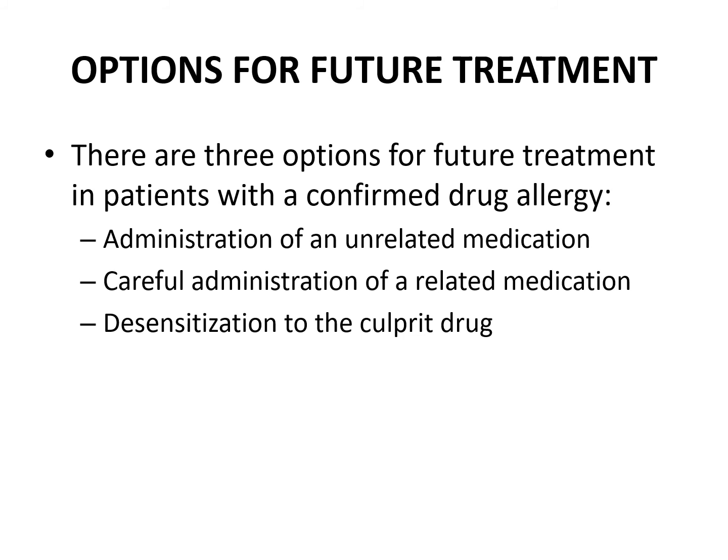So for a patient with drug allergy, what are the options for future treatment? There are 3 options for future treatment in patients with a confirmed drug allergy. First one is administration of an unrelated medication. So when a medication which is not related to the previous drug is available, you can give that. Chances of allergy are less. Second one is, when an unrelated medication is not available, we can carefully administer a related medication. Or the third option is desensitization to the culprit drug.